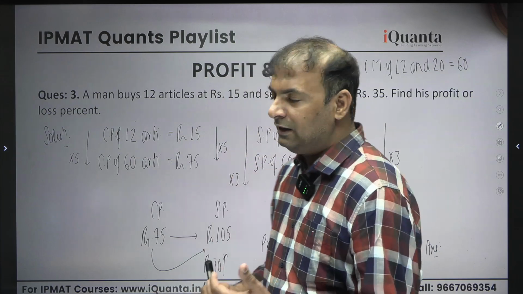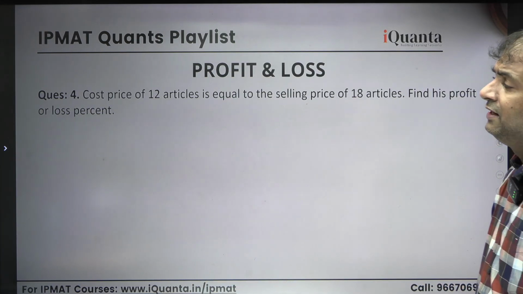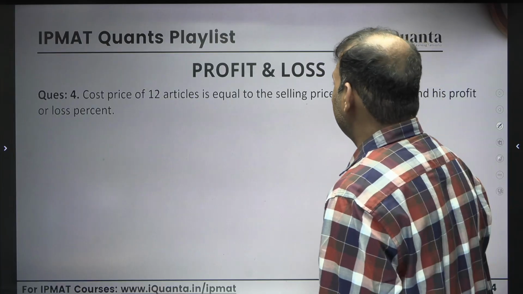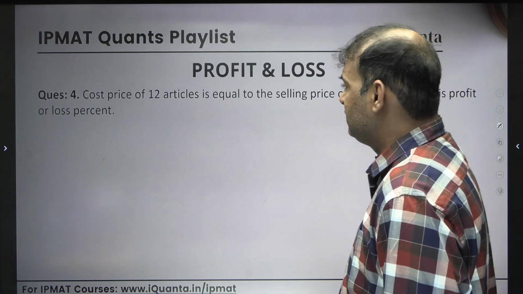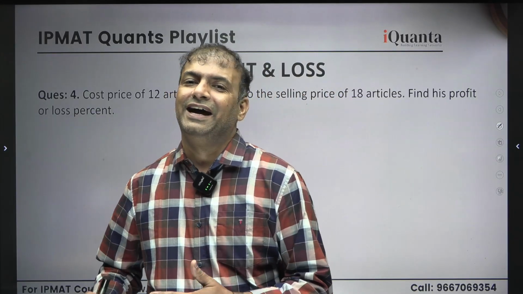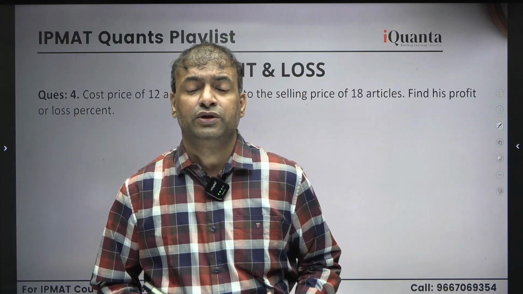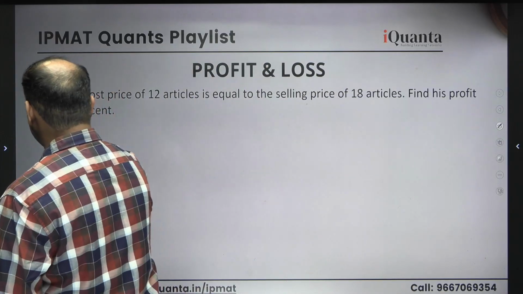All right. Now guys, coming to the fourth application, this question says what? That the cost price of 12 articles is equal to the selling price of 18 articles. Find his profit or loss percentage. So guys, this is again one of the very commonly asked questions, right? And we can solve this question also in a lot of ways, right? So I'll try to explain this in a few methods.